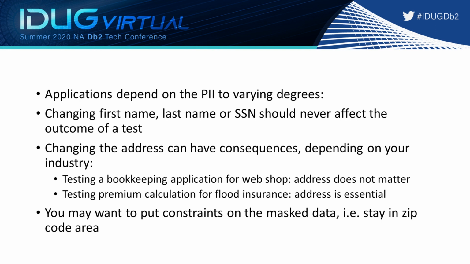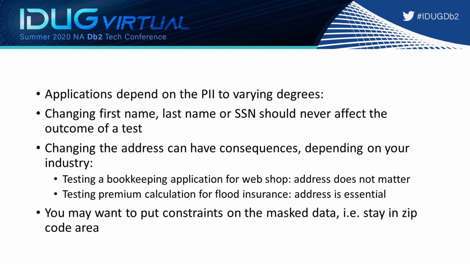Let's say you work with an insurance company. Many types of insurance have premiums that are based on a location. If you have flood insurance and you live in the Rocky Mountains, you will probably pay much less than somebody who is living in New Orleans. So if you change the address through data masking, calculations in your applications may not add up anymore, and that could affect the outcome of tests.